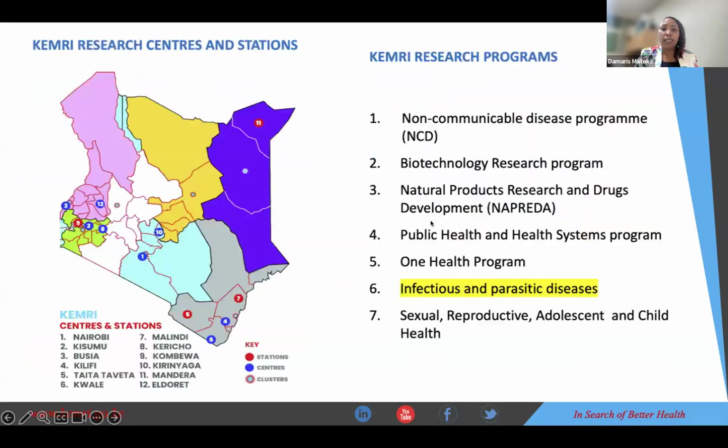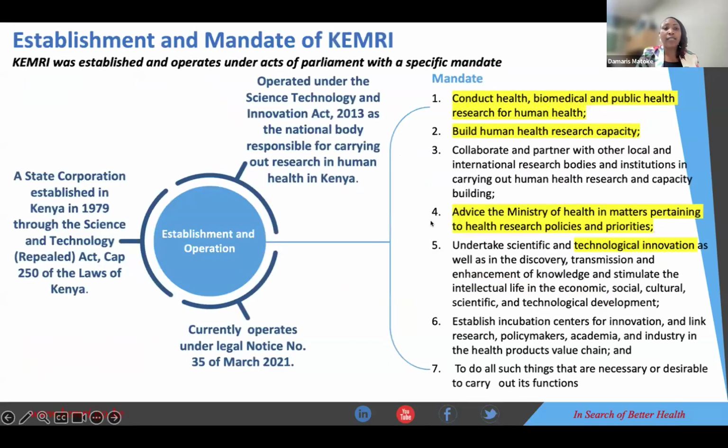Overall, KEMRI has centers. It was established by the Act of Parliament. It's a government parastatal, and it has 7 key mandates, but I'll highlight just 3, which will contribute towards the talk today. Our first mandate is to conduct health, biomedical and public health research for human health.